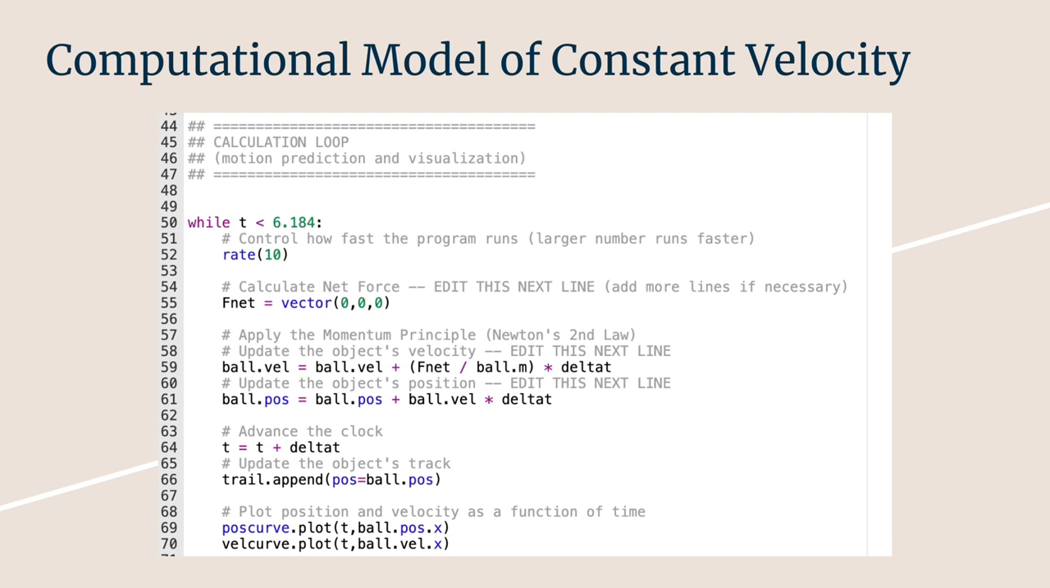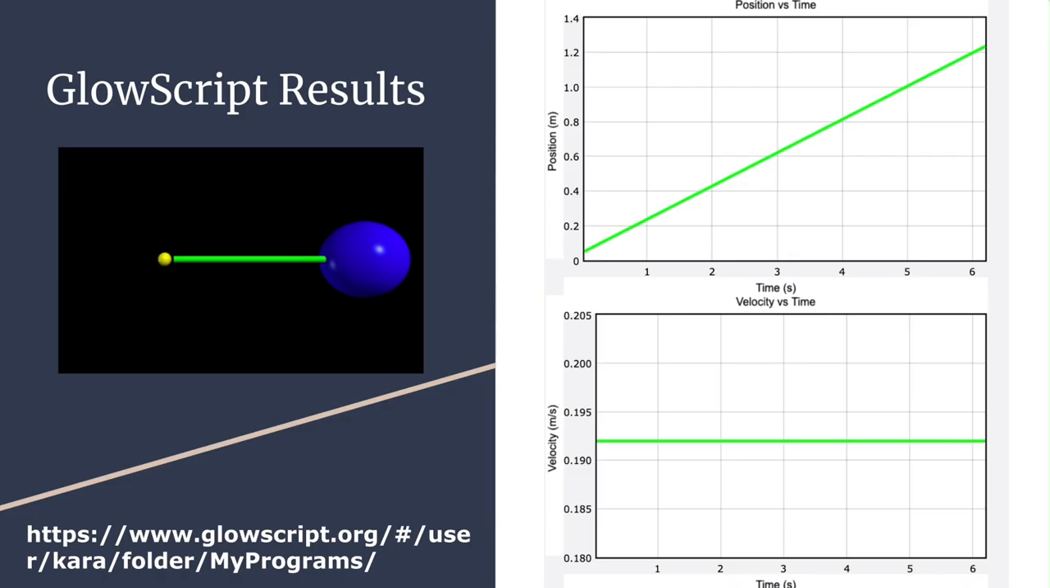Here's another section of my code where iterations were done by using a while loop, where I set the time to be less than the final time when the can reaches a meter. Here you can see I also had to insert the position and velocity update formulas into code, and you can see those on line 59 and 61. Here are the GlowScript results after you run the code, and you can see the position versus time graph as well as the velocity versus time graph.